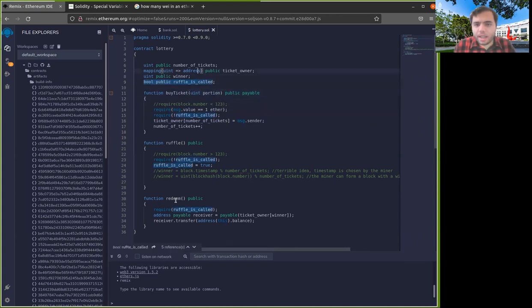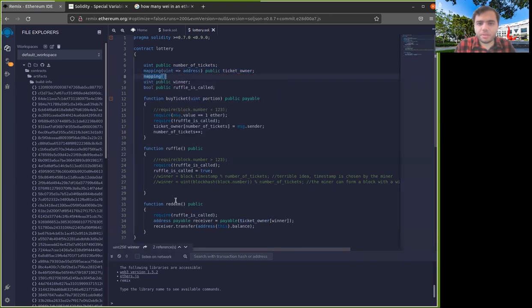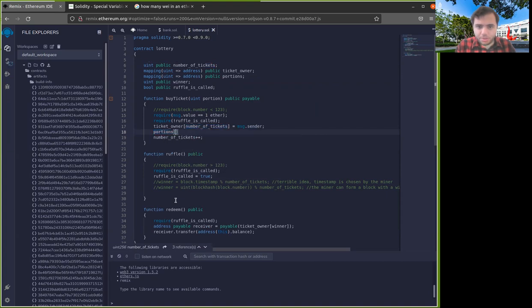Okay, and I just keep track of this. So let's say we call this portions, and I just say portions number of tickets is equal to this portion. Okay.